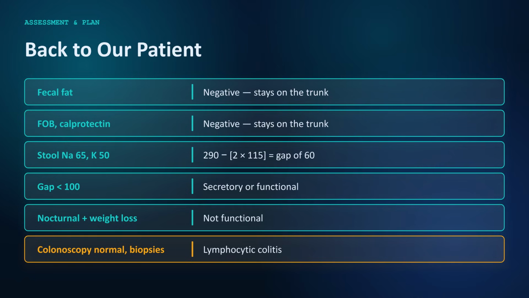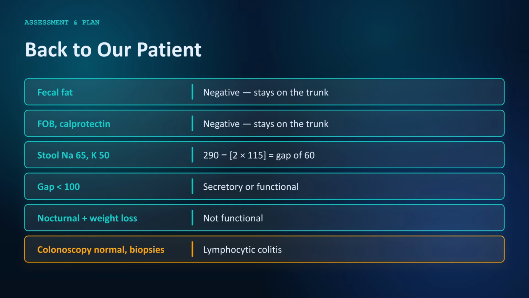Back to our patient. Her fecal fat was negative, so she stayed on the trunk. Her occult blood and calprotectin were normal, so she stayed on the trunk again. Her stool sodium was 65, and her stool potassium was 50. 2 times 115 is 230. 290 minus 230 gives an osmotic gap of 60. That is less than 100. So secretory, or functional. Nocturnal stools and weight loss, rule out functional.